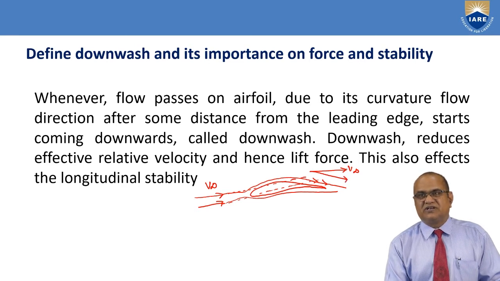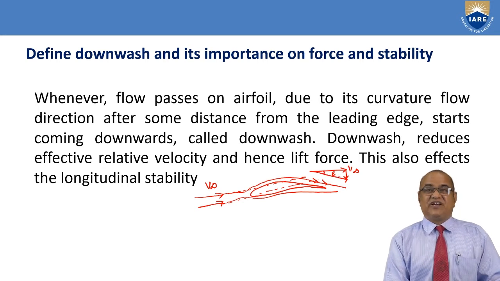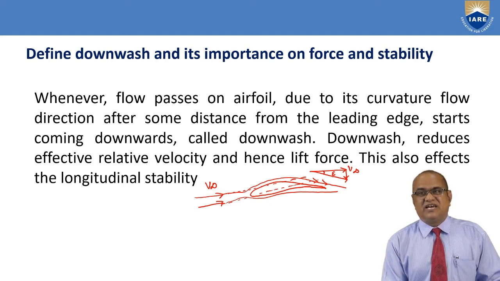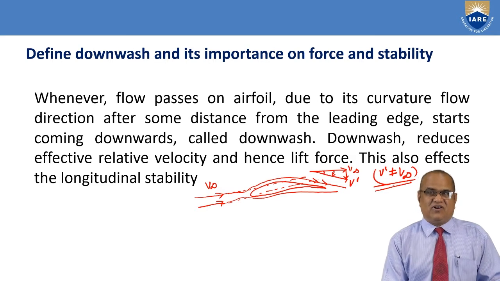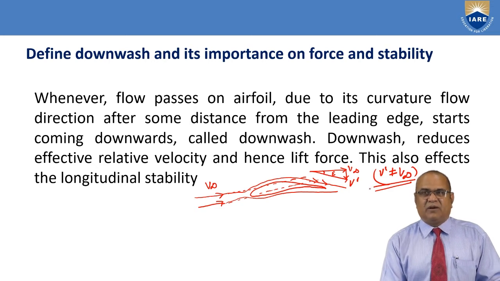So this much it has gone. If it is epsilon, so this much angle it has turned down. This is called the downwash, and this downwash reduces the effectiveness of the relative velocity. So this new V, or V prime, will not be equal to V infinity. Okay, so this is the downwash, and it is affecting the net velocity, and this is also affecting the stability and other aerodynamic parameters of the aircraft.